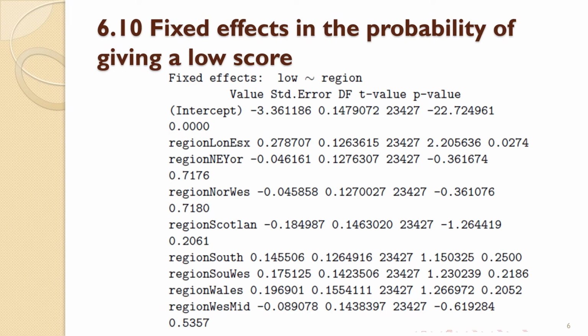So how you would work this out, the p-value is significant precisely because the p-value of 0.0274 is less than 0.05, and then in this case the coefficient is positive. So this means that in the London-Essex region respondents are more likely to give a low score compared to other regions. And then the estimated signs of the coefficients don't matter in other cases, precisely because in the other cases the p-values are bigger than 0.05.